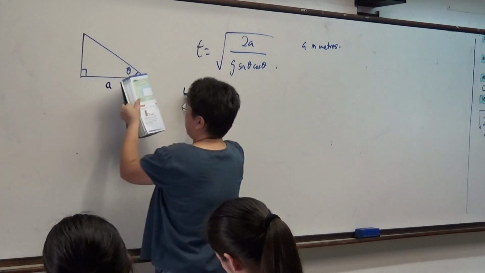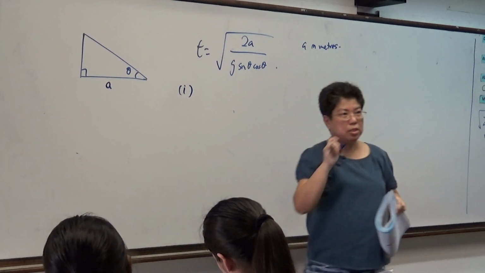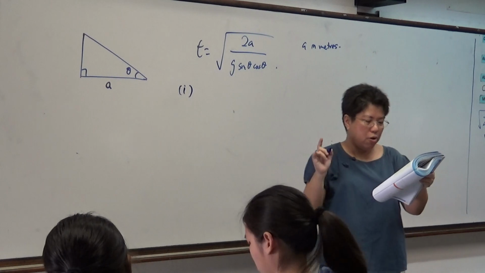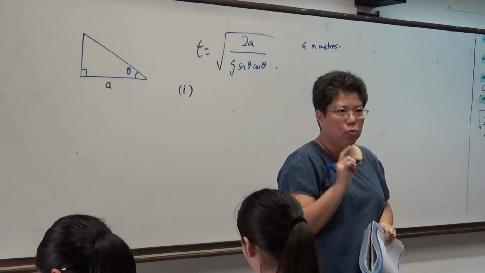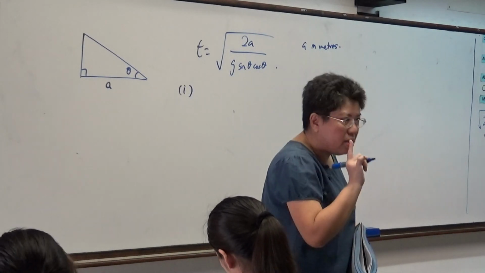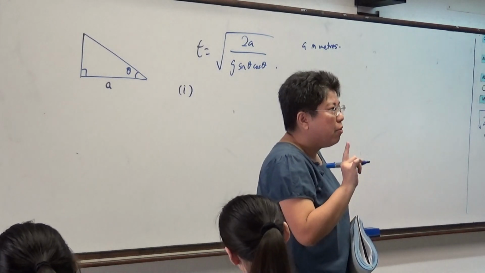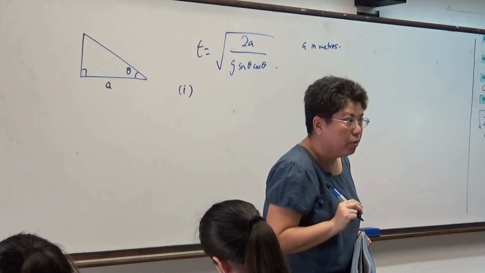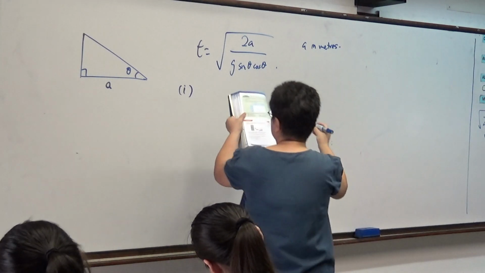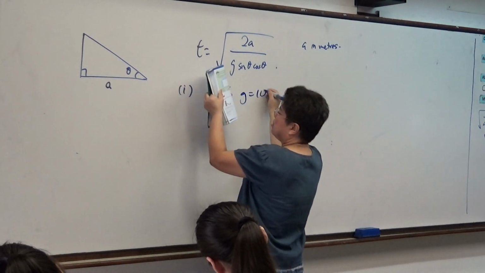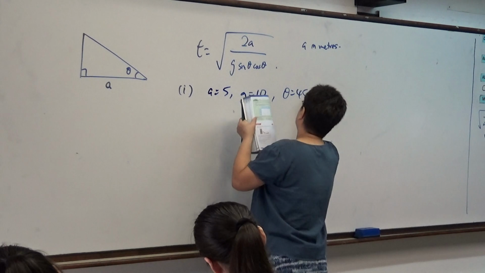Now let's look at part 1. Without using a calculator: usually if you want to test whether you know or not, they say without using a calculator, find the exact value. I want to warn you, if the exam says find the exact value, you cannot give it in decimal, if the answer is like root 3, root 2, that kind of thing. Do you understand? Okay, I will show you now. They say that a is 5, g is 10, and theta is 45 degrees.